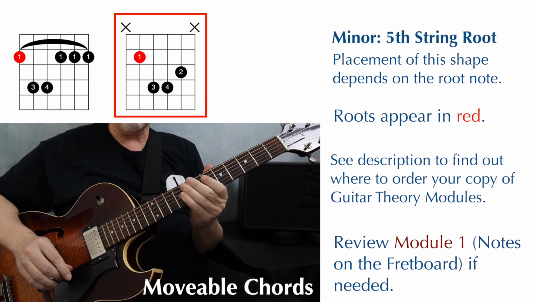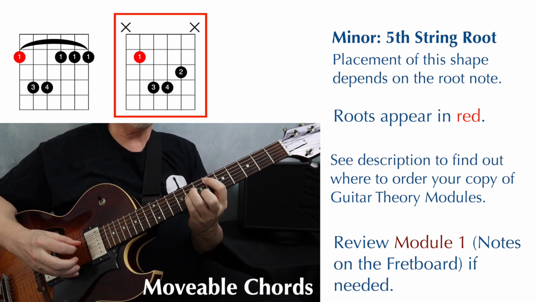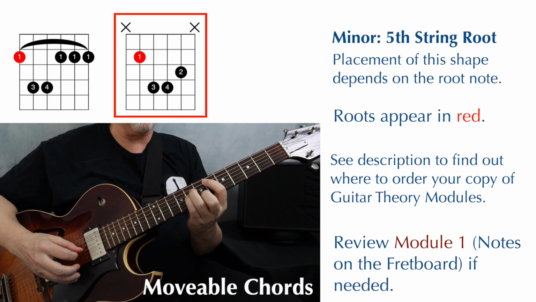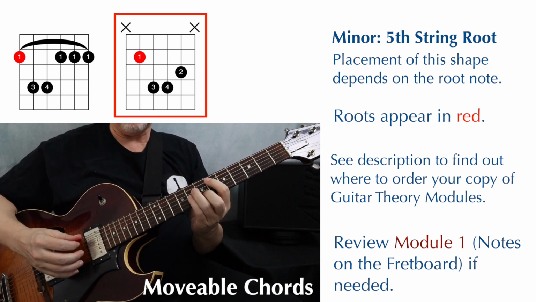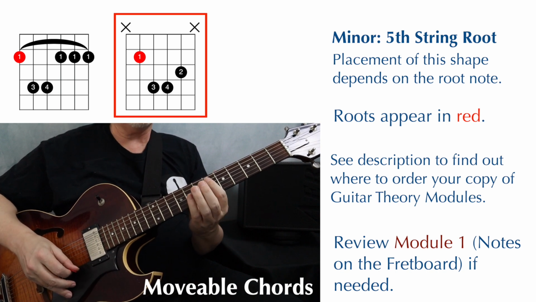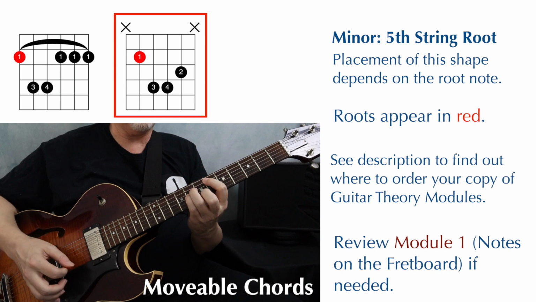And here's a minor shape you can play with the root on the 5th string. Fingers 1, 3, 4, and 2. This happens to be an E flat minor that I'm playing because I'm placing the root note of the shape on the E flat, string 5, fret 6.